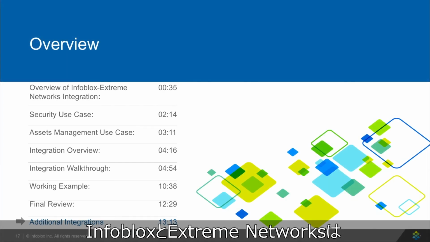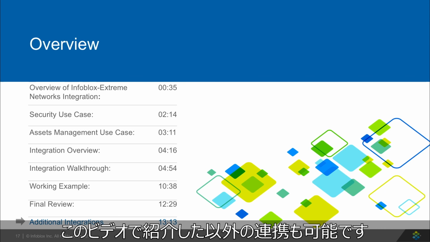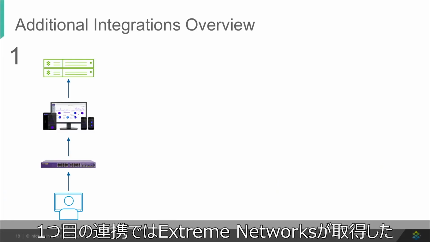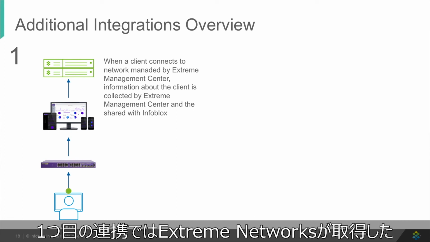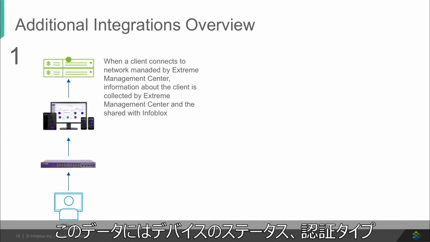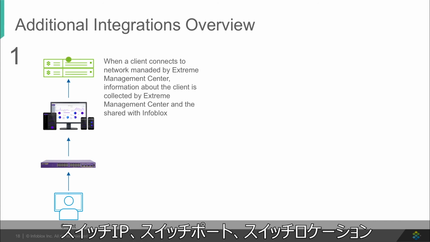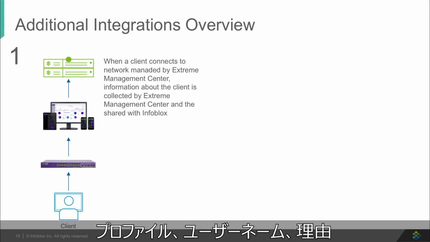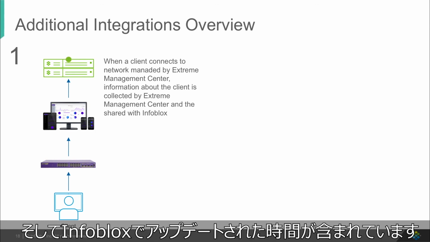Infoblox and Extreme Networks provide you with some additional integrations besides the one shown in this video. The first additional integration includes data that Extreme Networks is able to obtain from users on the network, which can be shared with Infoblox. This data includes the device's status, authentication type, switch IP, switch port, switch location, profile, username, reason, and also the time it was updated on Infoblox.